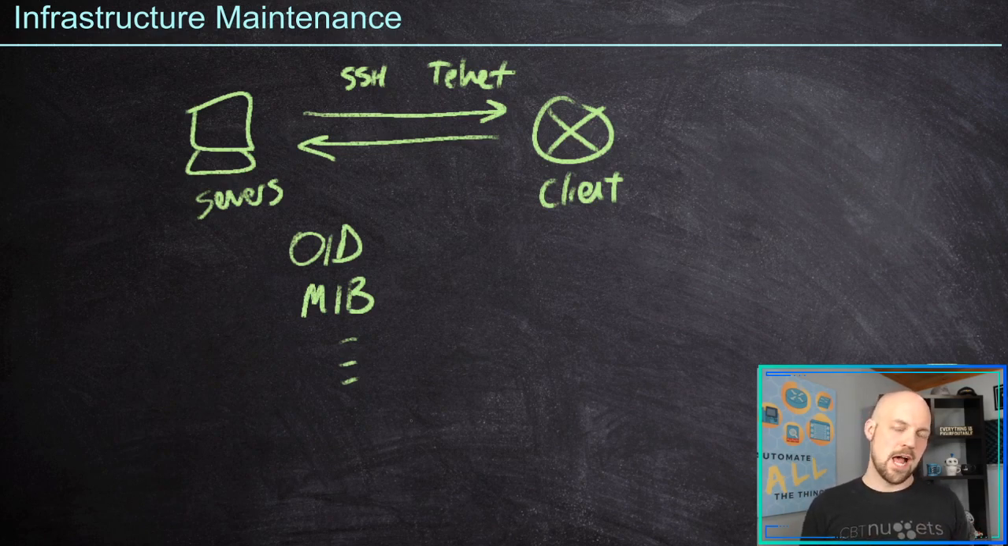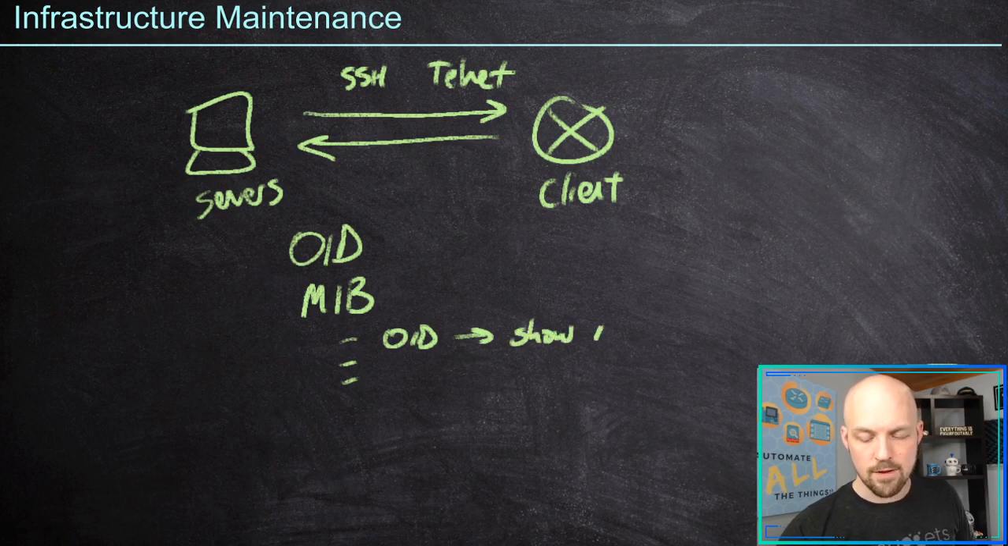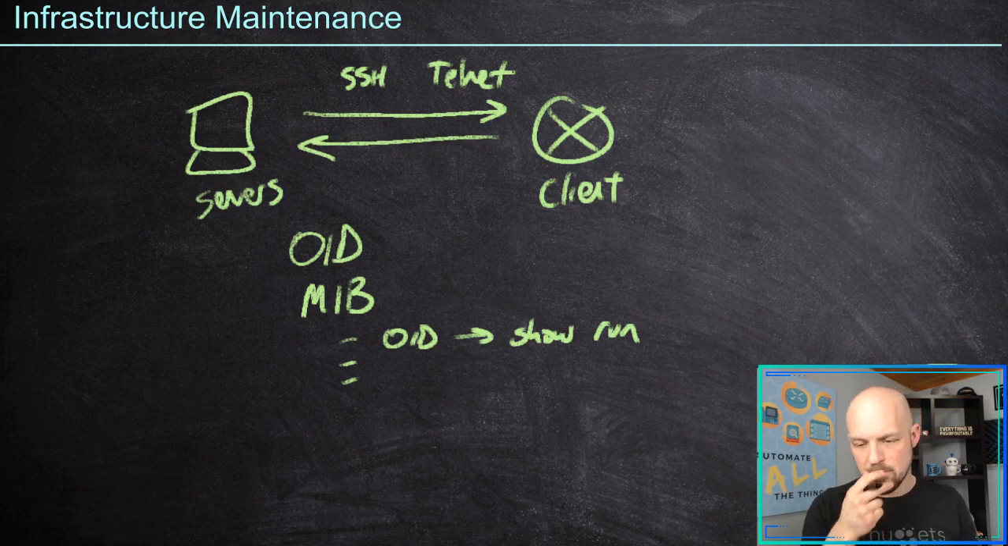But other than just the concepts, they need to understand what OID would be leveraged in order to obtain the show run, for example. And that's going to allow us to manage this remote router, this remote device, whatever the network device is that's running SNMP.